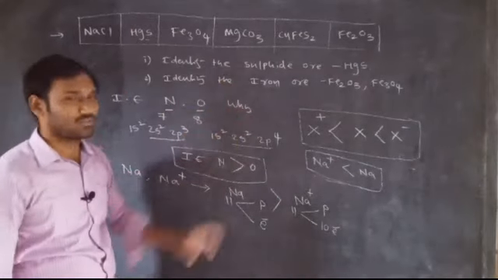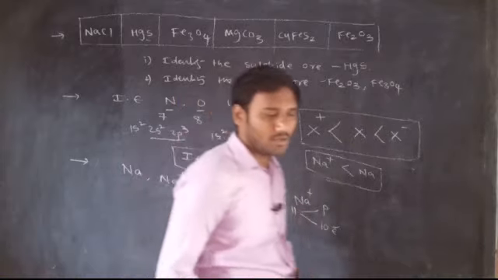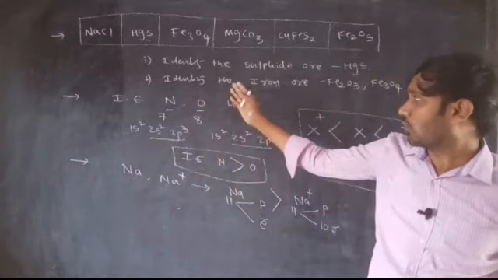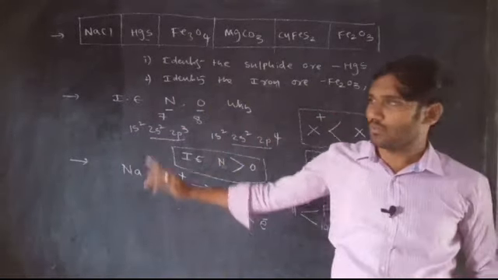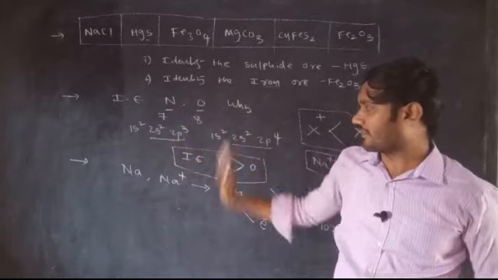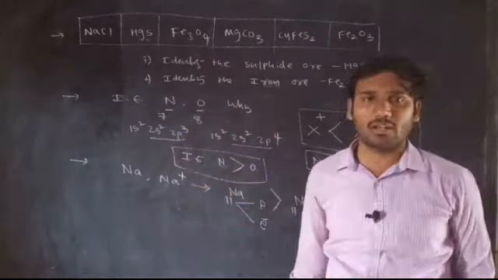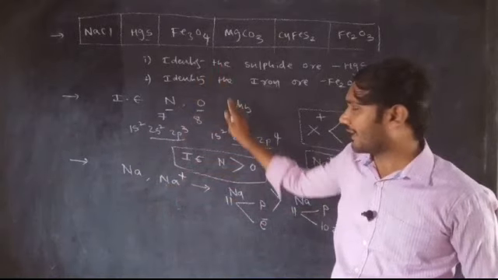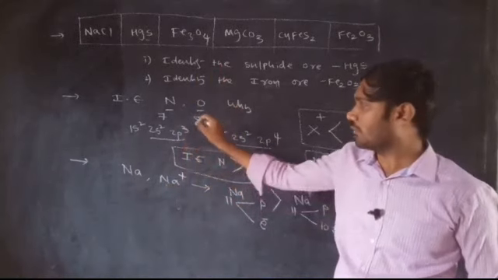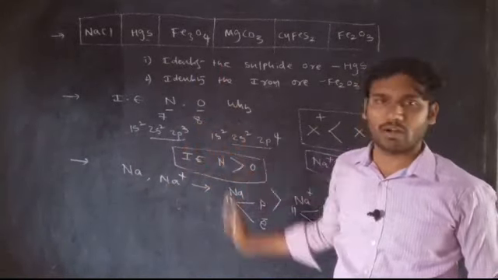So there are 3 questions in total. One is to identify the oxide ore and sulfide ore from the table. The next is nitrogen and oxygen, which has the higher ionization energy. And the next is sodium and sodium plus, which has the larger atomic size, and why. We have to explain the reason. If you explain with the reason, you will get the 2 marks. When you give a perfect explanation, you will get the 2 marks. Otherwise, you will get 1 or 1.5 marks.